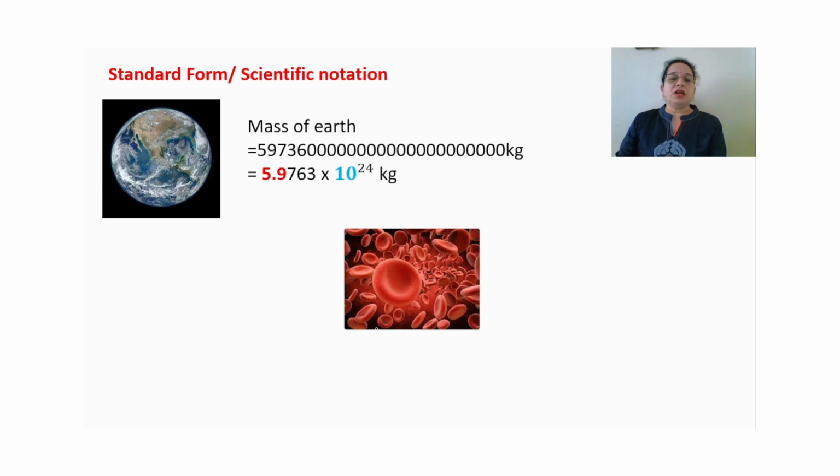Similarly, here you can see another picture. The picture is of red blood cells. The red blood cells are very small, and here also we can easily read and write this number with the help of scientific notation.